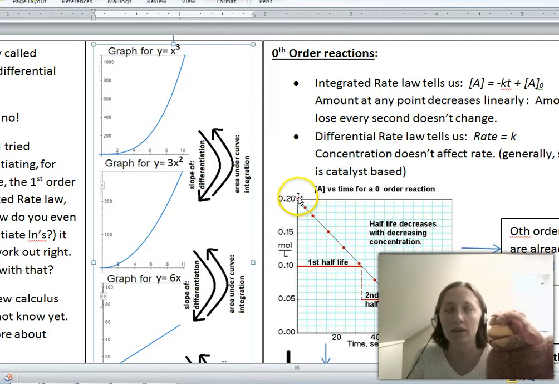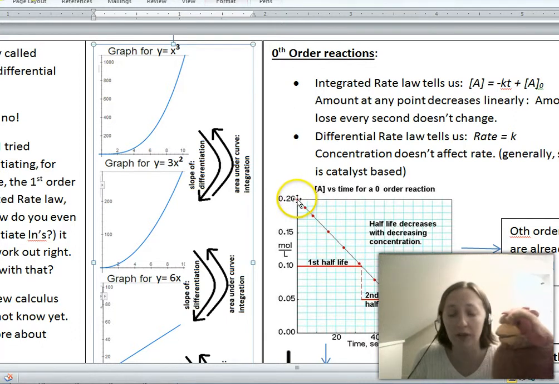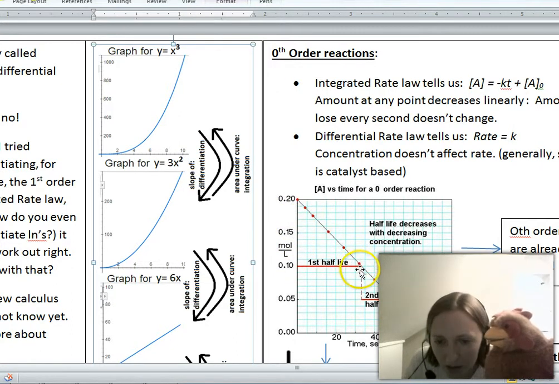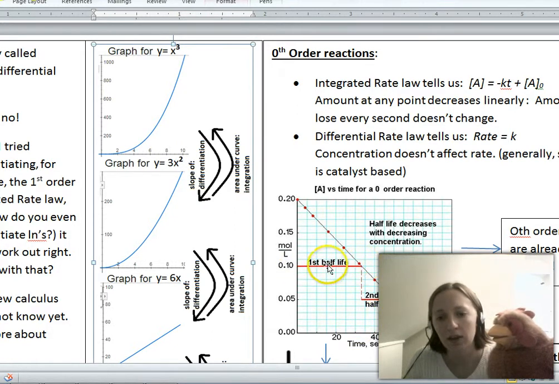Another thing that you can see is that starting at 0.2 molar, one thing that you're often interested in is the half-life, which is the time it takes to get to half the concentration. So the half the concentration in this case is 0.10. So the first half-life is at 0.10, and that time is about here, so 20, 30, looks like, I can't read this graph, 34 seconds, something like that, okay?